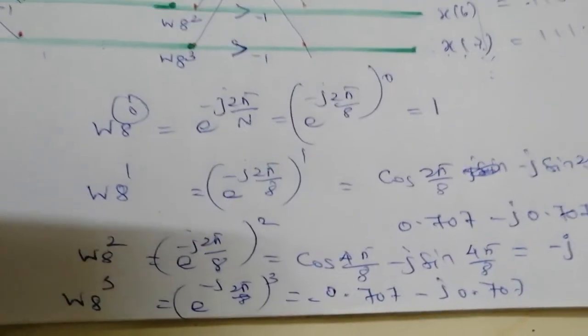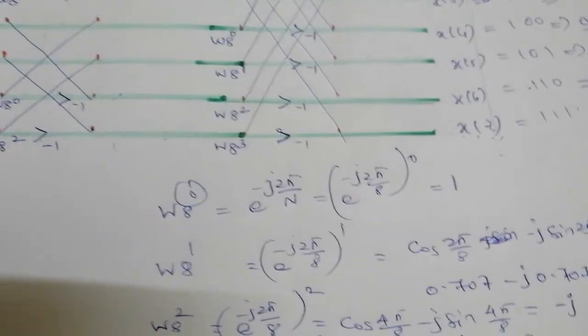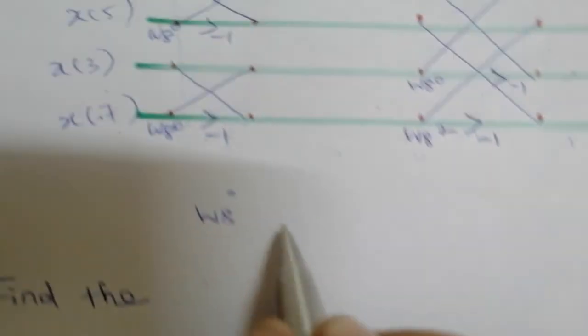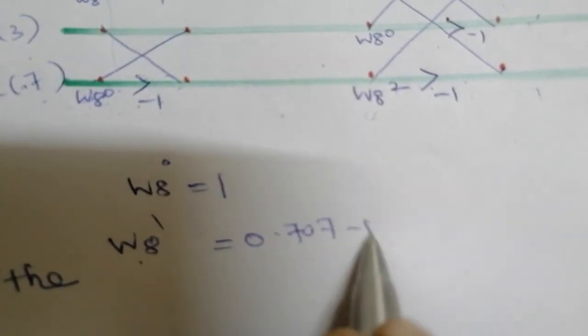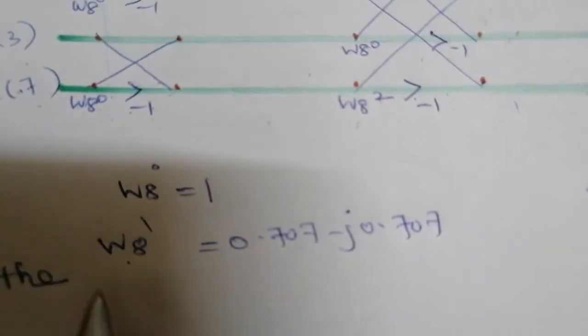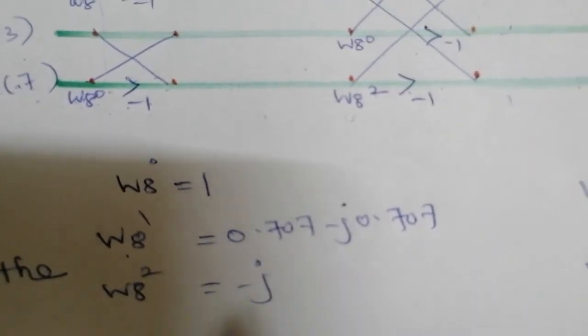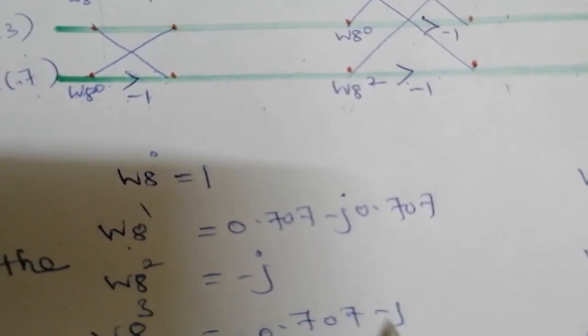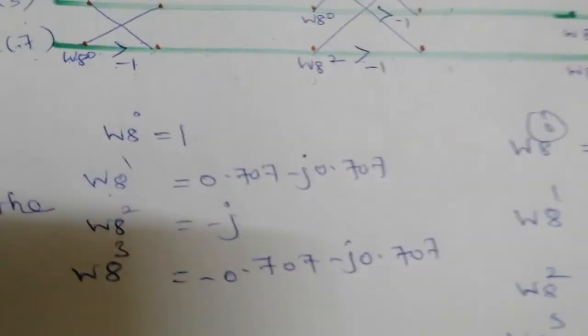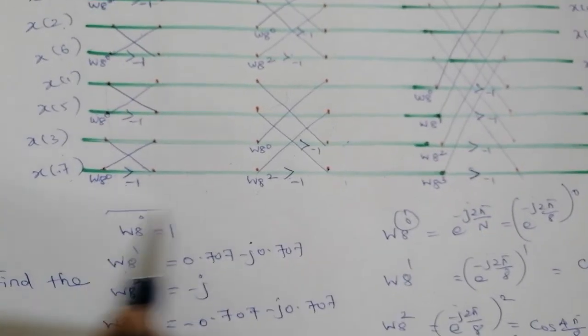So in every problem there is no need to find all these values. Just remember that W8 power 0 means the value is 1. W8 power 1 means the value is 0.707 minus j 0.707. W8 power 2 means the value is minus j. W8 power 3 means the value is minus 0.707 minus j 0.707. So in any DIT problem, you must know the basic diagram and these 4 values. Okay, is it clear?